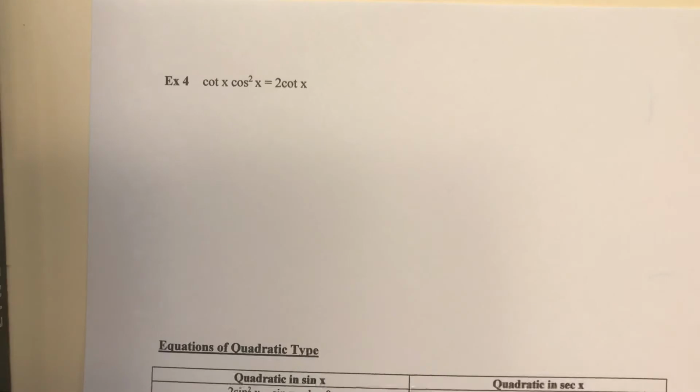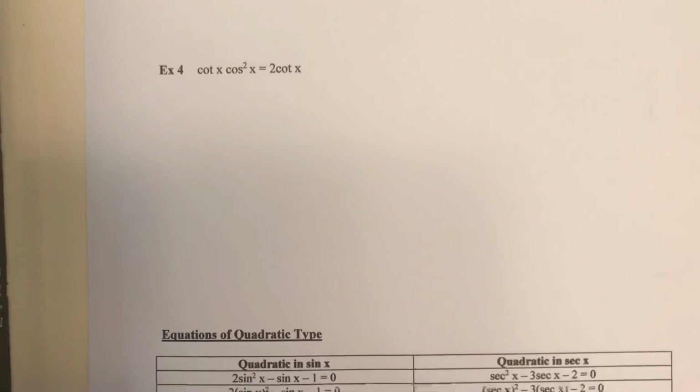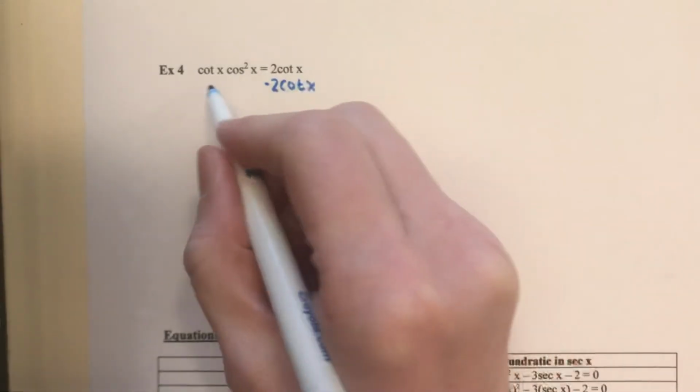Okay, moving on to question number 4. Now question number 4, we have cotangent times cosine squared equals 2 cotangent. Okay, so we have two trig functions here. Now, normally that makes it a little tricky. So what I'm going to do first is move everything to one side. I'm going to subtract the 2 cotangent of x over.